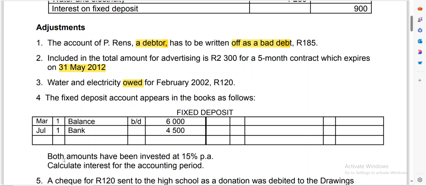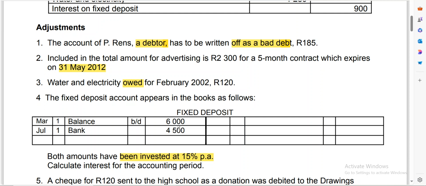Now here they're saying that both amounts have been invested at 15% per annum. Calculate the interest for the accounting period. So we need to start with this one. Remember, this one started the year with us because we started the year on the 1st of March 2011. So it started that year with us.